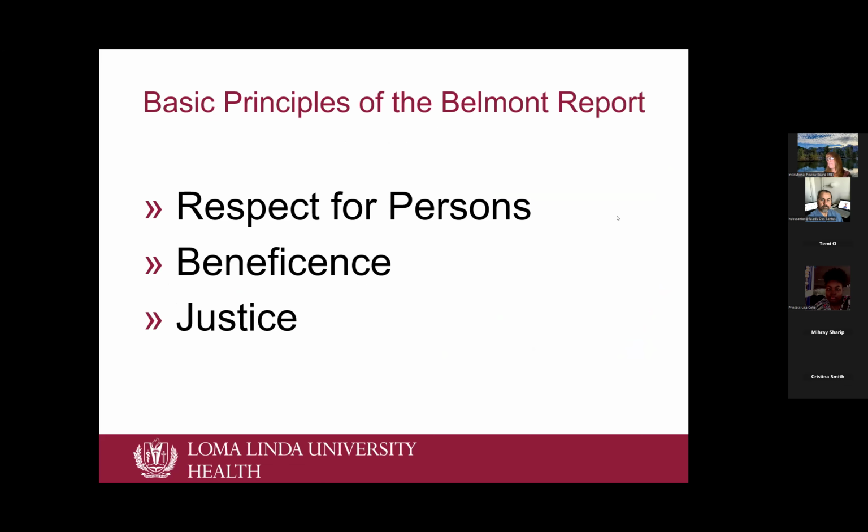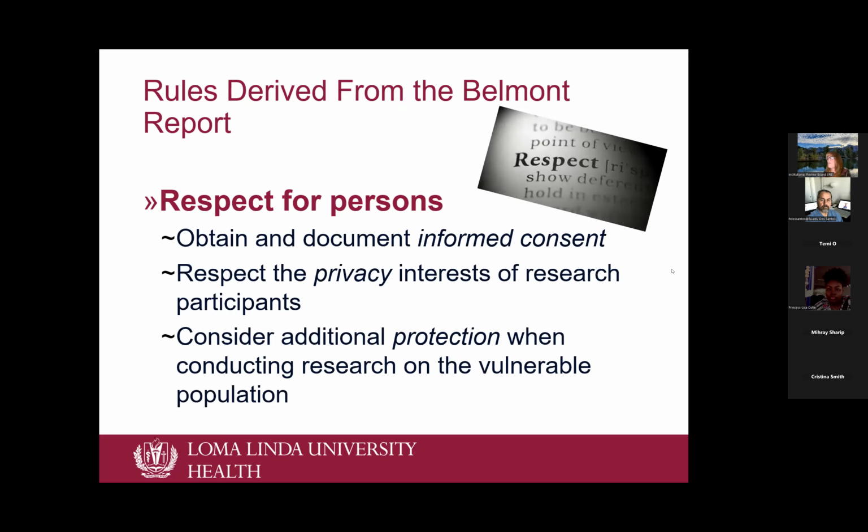So there are three basic principles that are wrapped up in the Belmont Report: respect for persons, beneficence, and justice. With respect for persons, we want to make sure that you're obtaining and documenting informed consent. As you can see with those prior studies that had taken place without consent, you can see how important it is to have that in place. Then, making sure to respect the privacy interests of your research participants, and considering additional protections when conducting research with a vulnerable population.